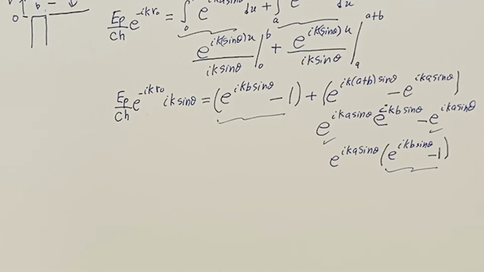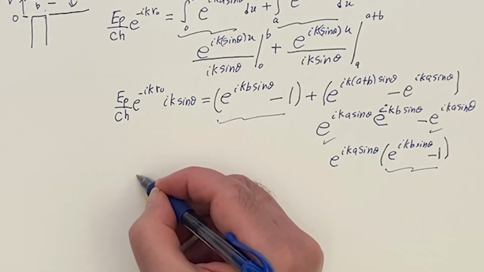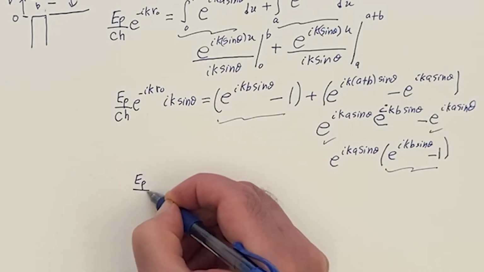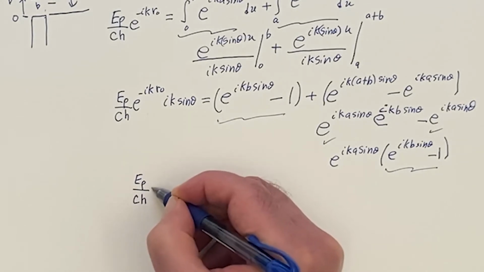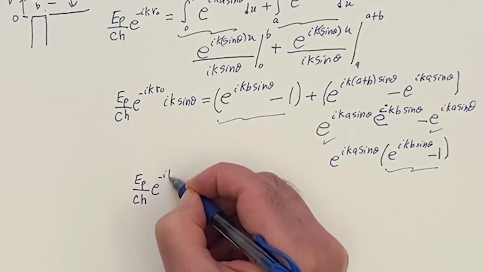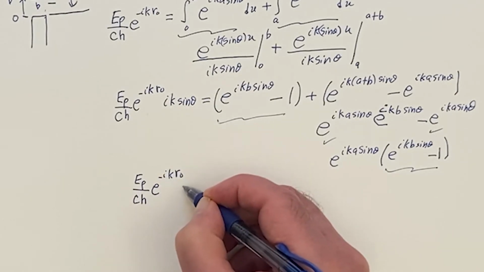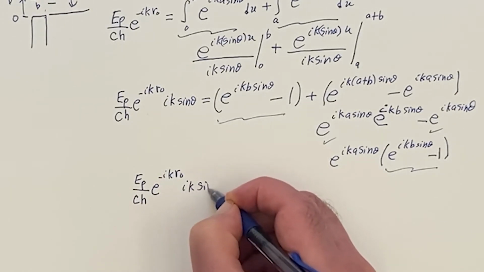But see, that is the same as that over there. So now we have a big time factoring that we're going to do. And we'll go ahead and write everything out again. So EP, CH, e to the minus i k r naught, i k sine of theta.